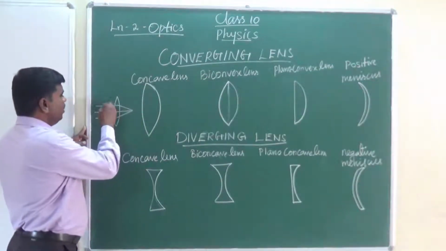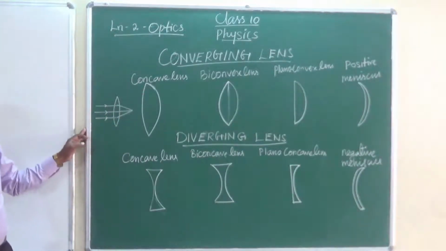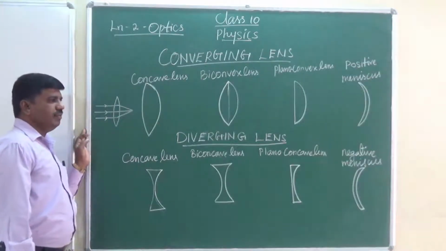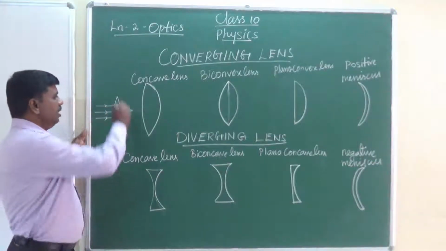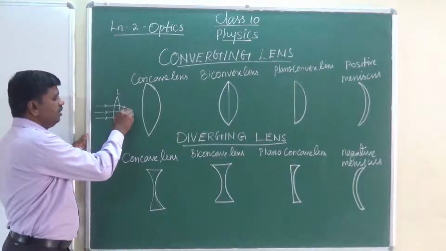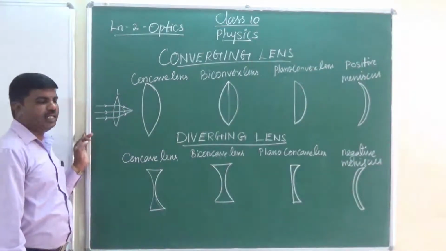See, while you are drawing this diagram, you have to draw the arrow mark. Why? What is the reason? It shows in which direction the light rays are coming and falling on the lens. So for that purpose, we have to draw the arrow mark. That arrow mark denotes that direction.